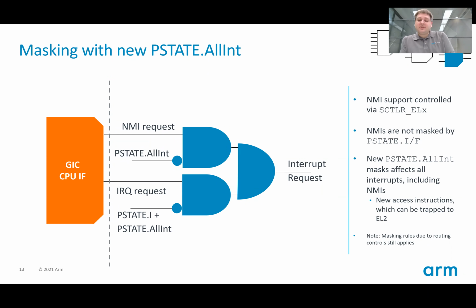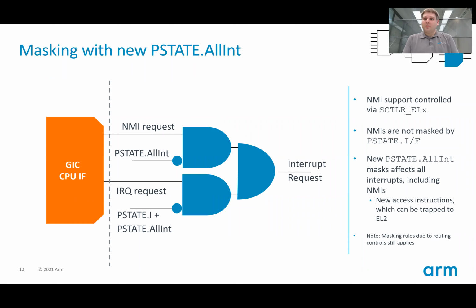In the CPU, we've changed the way that the p-state masks are applied. So if you get an NMI signaled by the GIC, that information gets presented to the CPU. And as you might imagine, NMIs are not affected by today's I and F bits. So if I get an NMI signaled by the GIC, even if the p-state I and F bits are set, that interrupt can still be signaled to software as an exception.